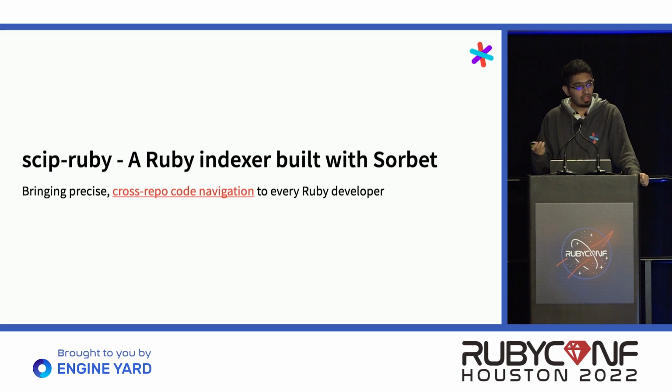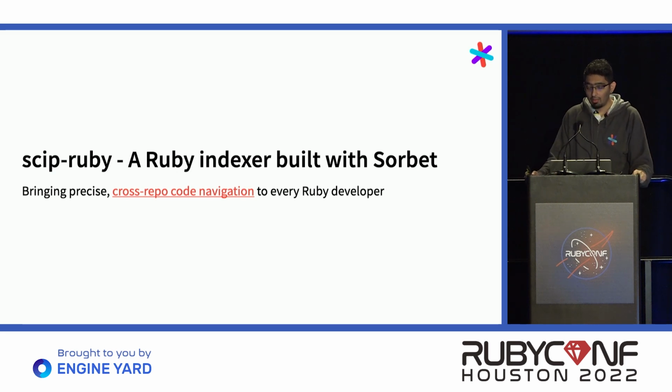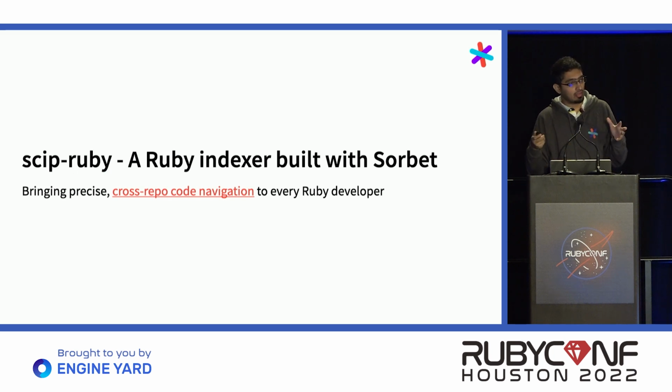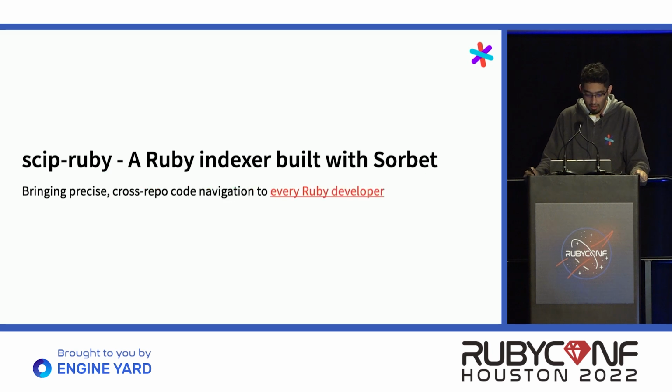So the cross repo bit is something that I already kind of showed you earlier, right? We want to be able to navigate between gems, GitHub repos, GitLab repos, Perforce, et cetera, right? We do not want to be limited to within a single repository or even within a single code host, because customers are using different kinds of code hosts.